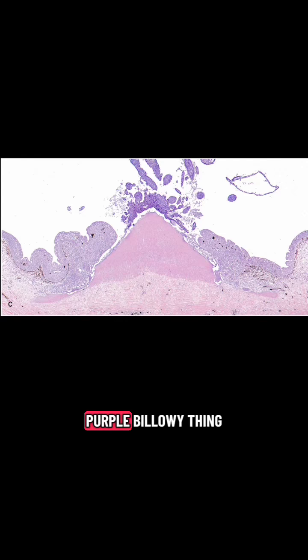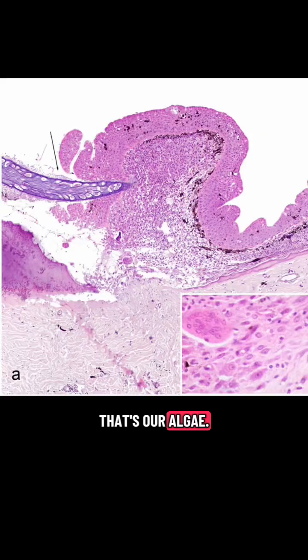So that big purple billowy thing at the top that looks like it's erupting from a volcano, that's our algae. Looking a bit closer at where the algae meets epidermis, we can see that the algal lamella is crossing the epidermis and the basement membrane and extends into the dermis. The inset in the bottom right is showing the inflammatory infiltrate, which is dominated by epithelioid macrophages that are doing their best to wall things off. They're supported by some lymphocytes and a multinucleated giant cell.